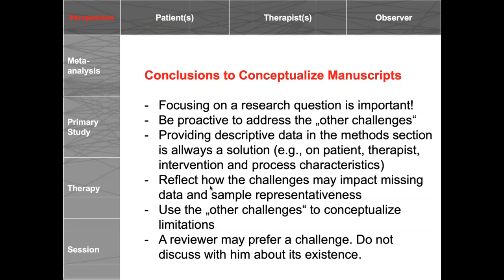And it may also make sense to address the other challenges in our manuscripts. For example, in that we just describe the data in the method sections, for example, patient, therapist, intervention, process, and so on. And it's always not a bad idea to have some thoughts about whether the different challenges impacted missing data. And if this is not missing at random, maybe we have really a systematic bias in this collection or in the missing data.